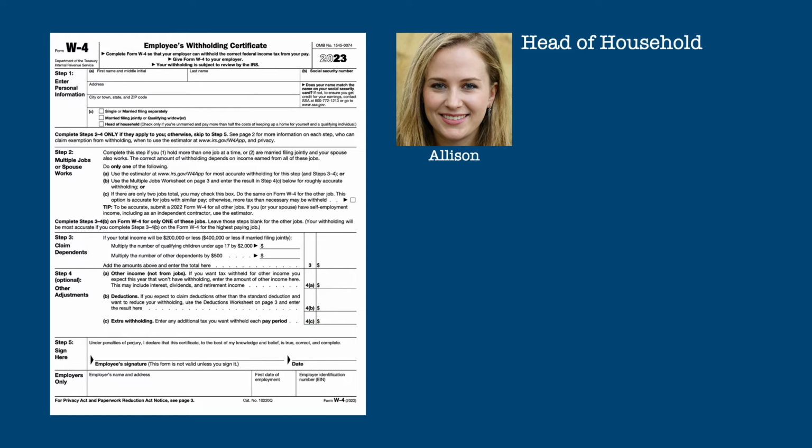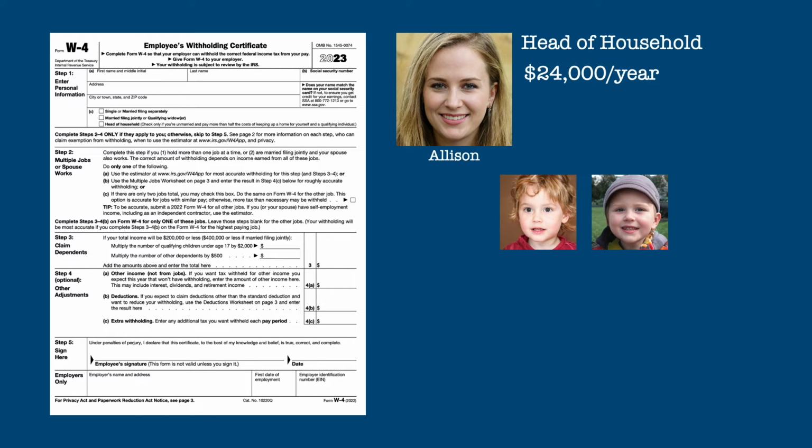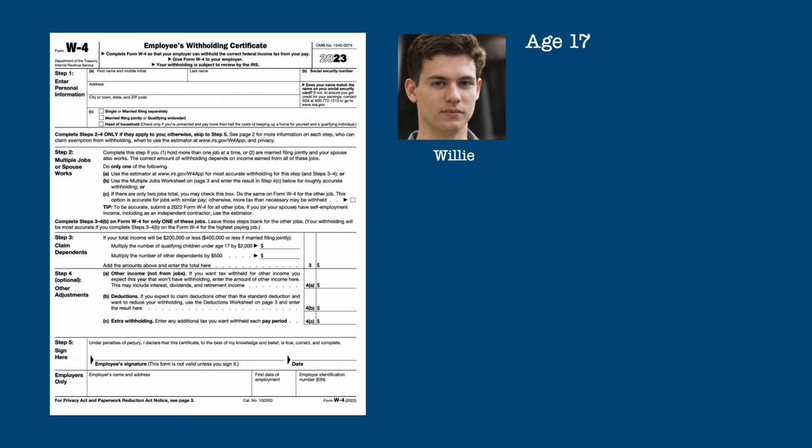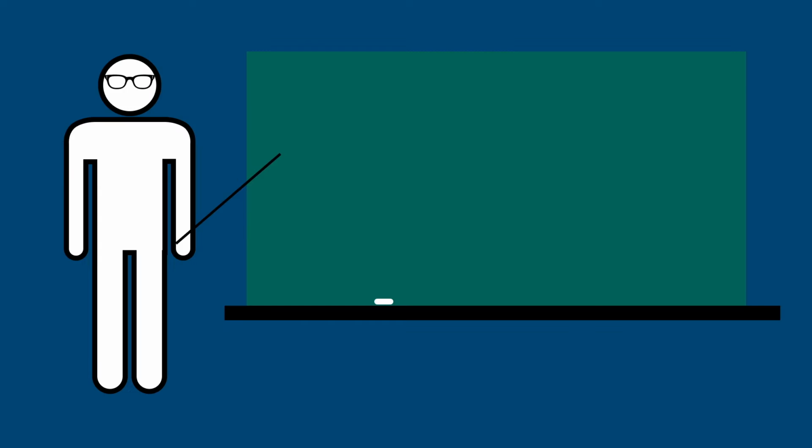Allison files as head of household, makes $24,000 per year, and has 2 children under 17. She never has any tax liability and usually receives a substantial earned income credit every year. She claims exemption from withholding to give herself a little more in each weekly paycheck. Willie is 17 and expects to make $3,500 at a part-time job. He would have no tax liability, so he claims exemption from withholding to avoid the hassle of filing an income tax return for what would be a small refund.